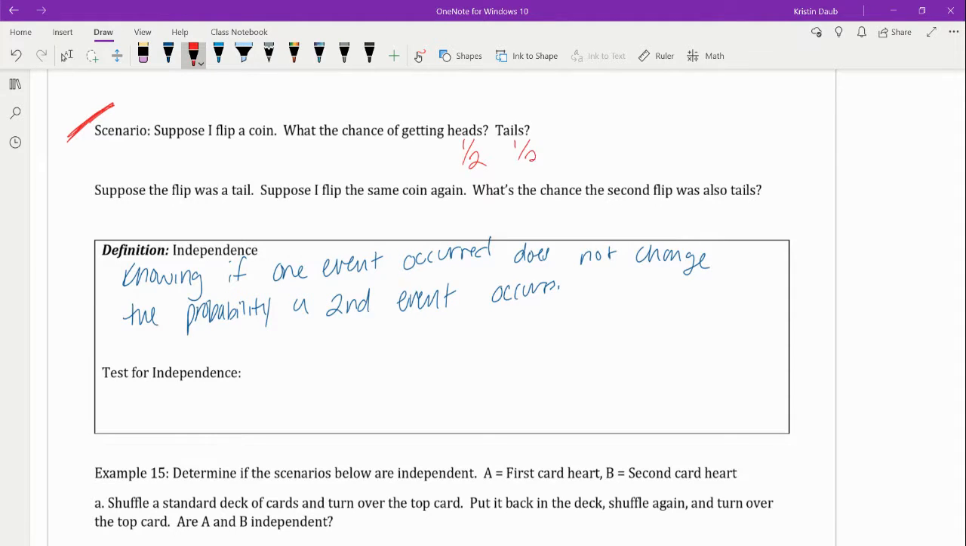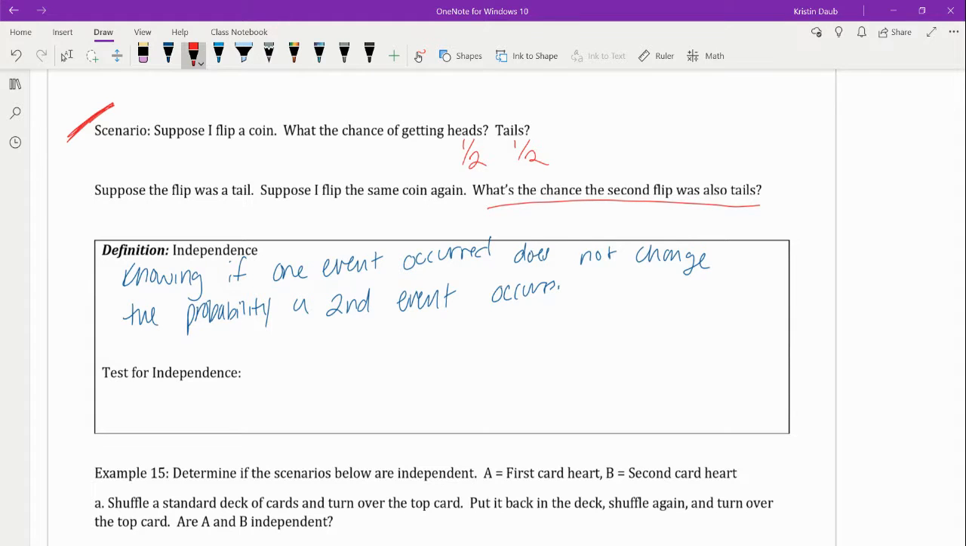What's the chance of getting tails? We've seen this a million times before. Those are both 1/2. Now I'm going to make a new assumption here. Let's suppose, and the extra information I'm going to give you today, is that your first flip was a tail. What if you flip that same coin again? What's the chance that my second flip is also tails?